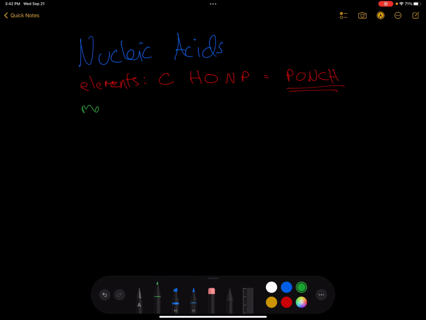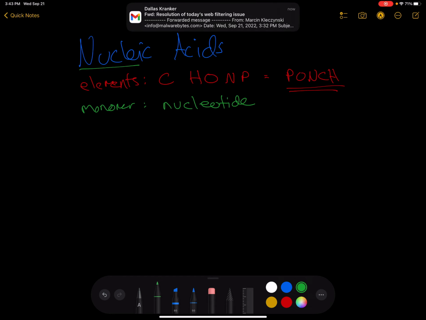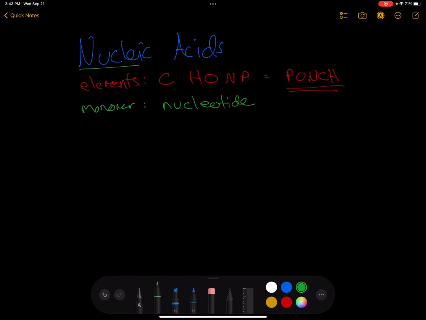If we look at the monomer of a nucleic acid, the monomer of a nucleic acid is a nucleotide. And they sound really, really the same. So we have nucleic acid, and then we have nucleotide. Now my nucleotide is made up of 3 different things. 1, 2, 3. Now remember, we always like to use the elements to start building our monomers.